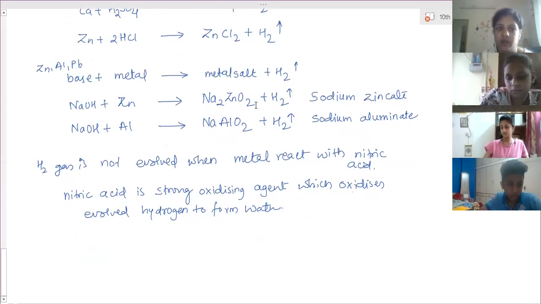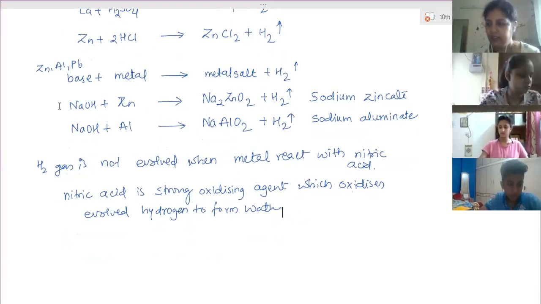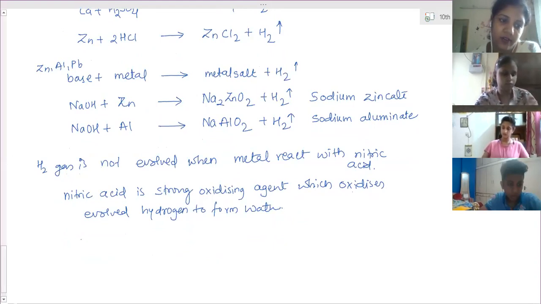Most commonly asked equation is Zn plus NaOH. Zinc reacts with sodium hydroxide. Most commonly asked that reaction. Then second one is acid reacts with metal carbonates or metal hydrogen carbonates.